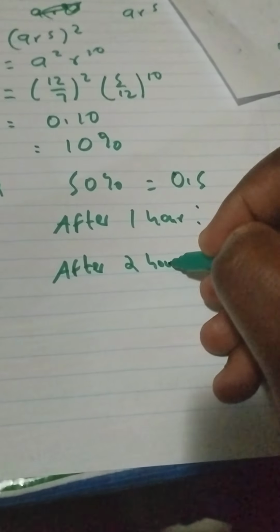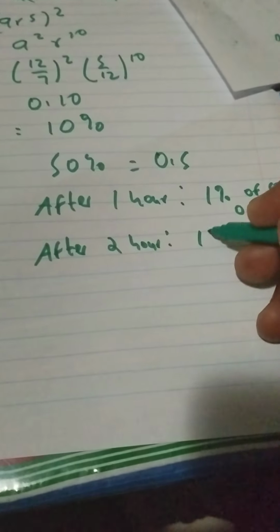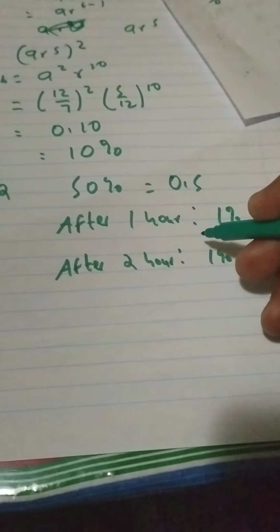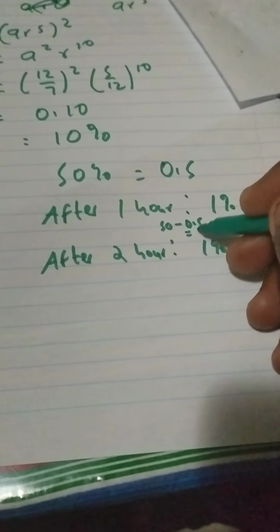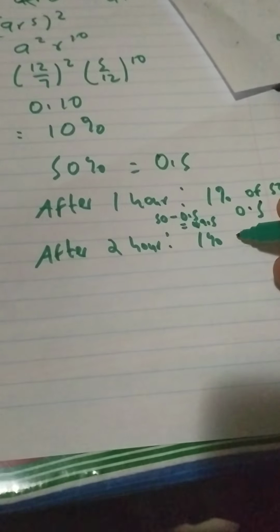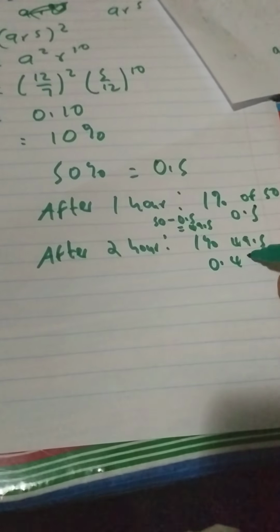After 2 hours, again, we'll continue. 1% now of... we've got 0.5 here. We had 50 before. So 50 minus 0.5 will leave us with 49.5. So this will be 1% of 49.5 to find the next rate. So that will be 0.495. Just confirm, guys: 1% is 1 over 100 times 49.5. Yeah, 0.495.